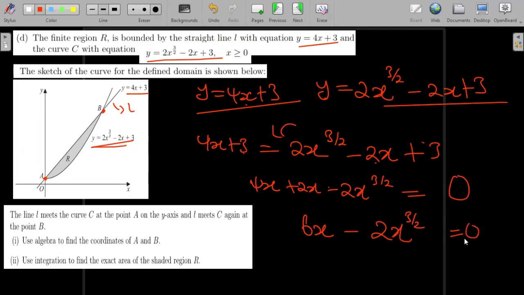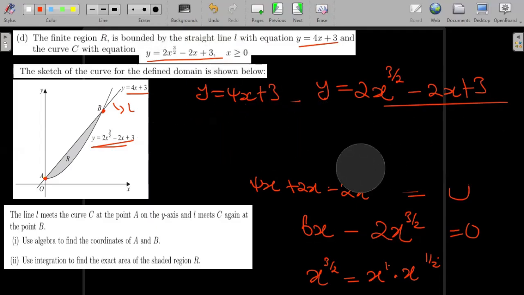From there, we can factorize what is common here. We can factorize x, or 2x. Remember, this x to the power 3 over 2, 3 over 2 is simply 1 plus half. So this one is the same as x to the power 1 multiplied by x to the power half. So if I add 1 and half, I'm still going to get this. So if I factorize 2x from this whole expression, let me erase what I have here on top.